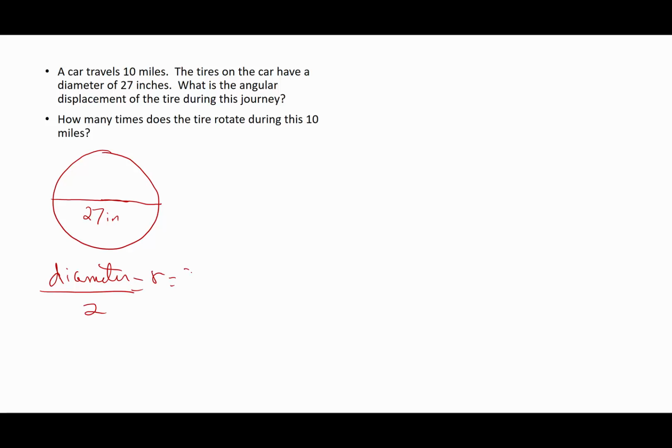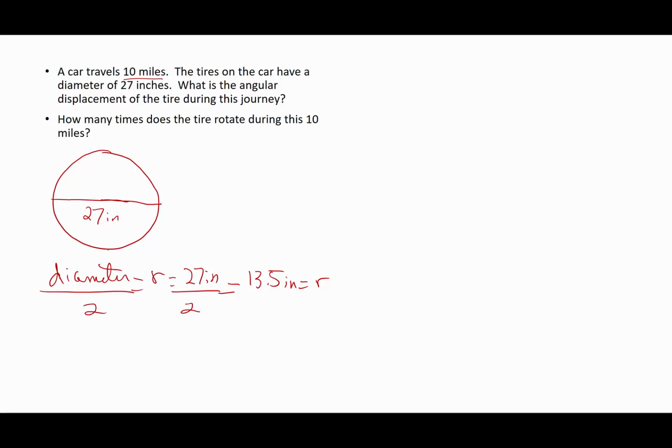So here's what's going on. Here is my tire. It has a diameter of 27 inches. That's my diameter. So I have to take diameter divided by 2 to give me radius. So 27 inches divided by 2, I'm going to get 13.5 inches is the radius of my tire. And the car travels 10 miles.